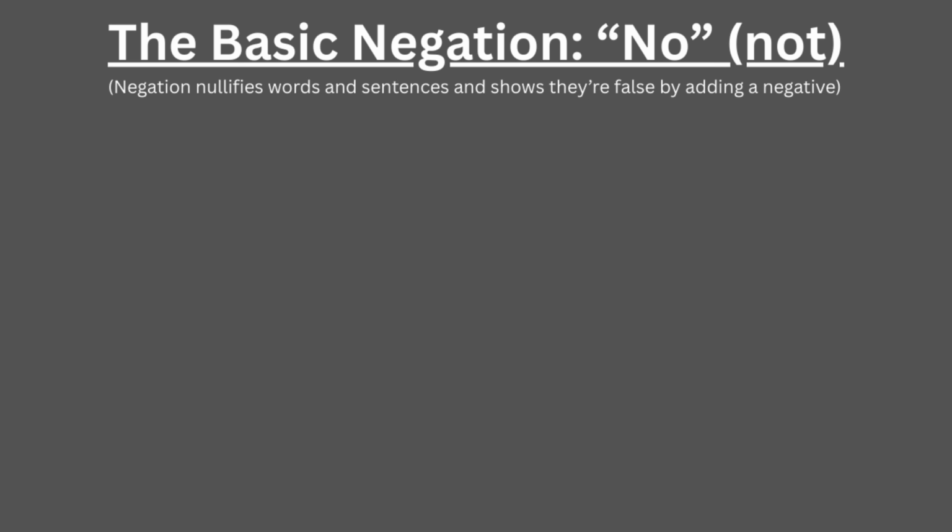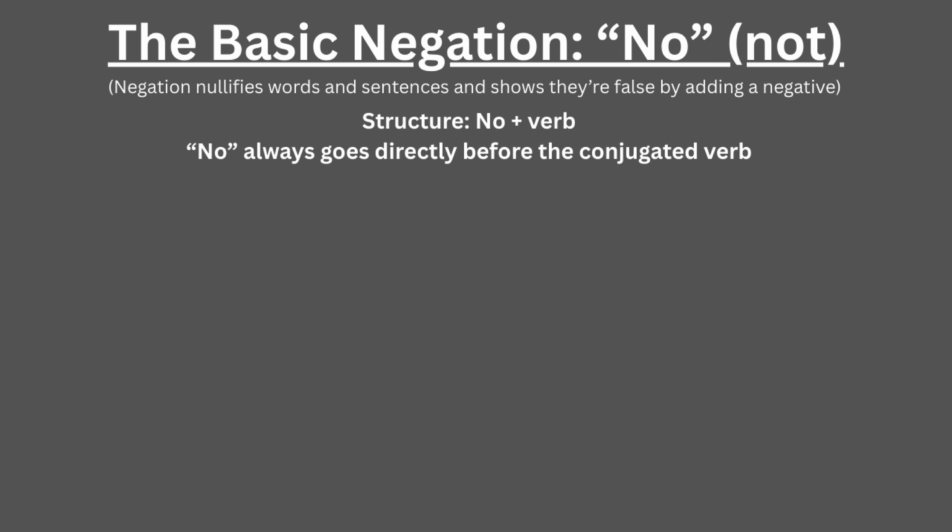Negation in Spanish changes the meaning of a phrase to show an absence, contradiction, or denial. Negation nullifies words and sentences and shows they're false by adding a negative. In Spanish, negation is systematic and simple, using the word no, which is equivalent to the English not.